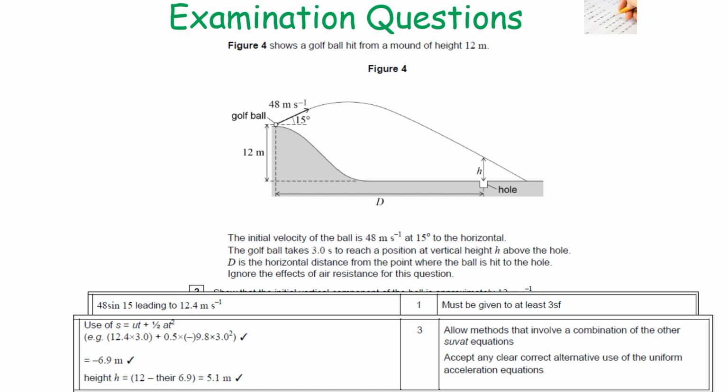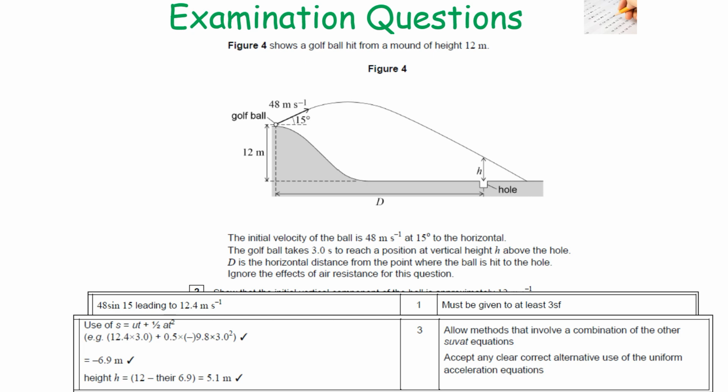Why using SUVAT? Because we've got constant acceleration. And remember, because it's falling down, our acceleration is going to be minus 9.81 because it's going against the initial upward motion. So you pop your numbers in for u, because you know it's 12.4 from the previous question, times by the time given, which is 3, plus a half, times by our acceleration, which is minus 9.81, multiplied by time squared, which is 3 squared, so our answer is minus 6.9.